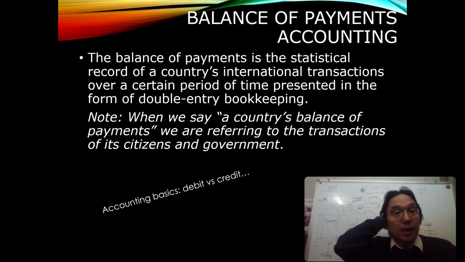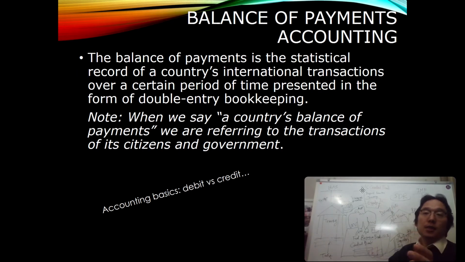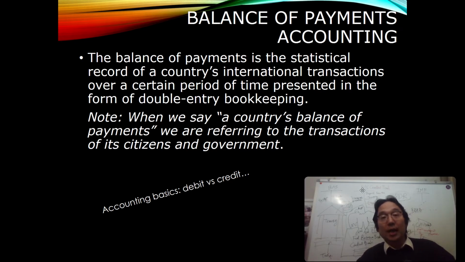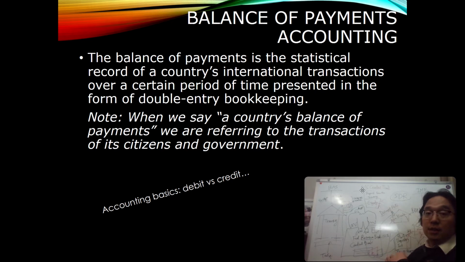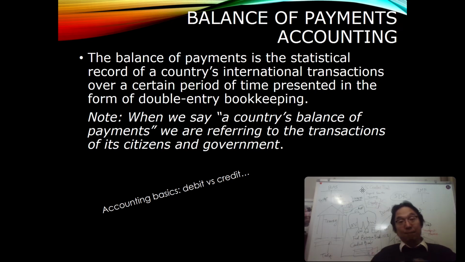And then balance of payment accounting, right? This is the statistical record of a country's international transactions over a certain period of time, presented in the form of double entry bookkeeping. Note that when we say a country's balance of payments, we are referring to the transactions of its citizens and governments, corporate citizens as well as individual human citizens, right? And then a period, of course, usually on a 1 year basis, right?